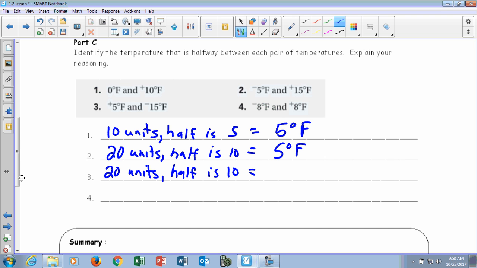Negative 5. Because remember, this is the top part, that's the highest it can go. That's the lowest it can go. So negative 5 degrees Fahrenheit is the halfway point, the middle.